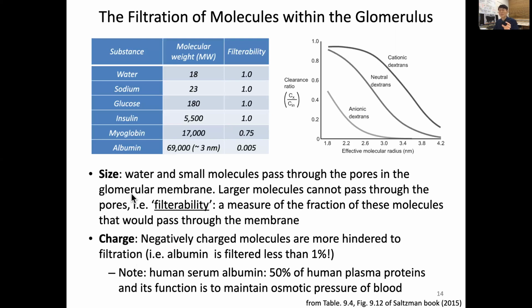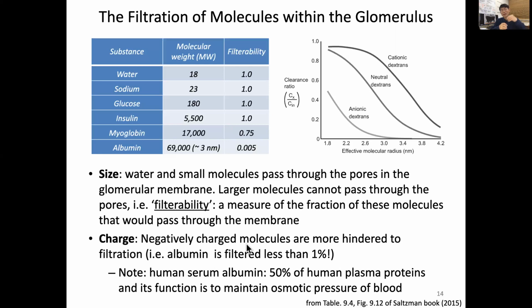So a good example is albumin. This protein is less than 1% filtered, which is good, so that albumin stays inside the blood. And in fact, albumin is the most abundant protein in our blood plasma.